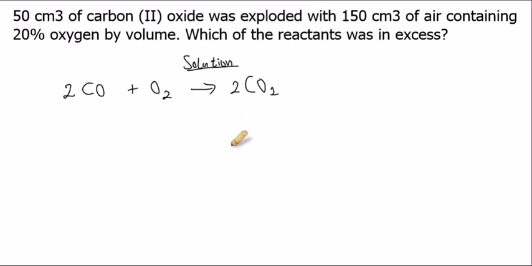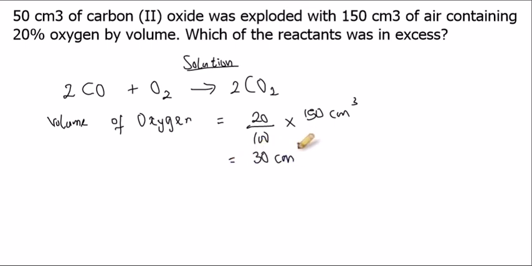And to know the reactants in excess, we need to find the limiting reactant, that is the reactant that will be used up in the reaction. How do we get that? We are given the volume of carbon(II) oxide that reacted, but we do not know the exact amount of oxygen that took part in the reaction. And it was stated that 150 cm3 of air containing 20% of oxygen by volume was used. So let's calculate the amount of oxygen that was used in the reaction. For 20% oxygen by volume, we can say the volume of oxygen equals 20% of 150 cm3. In calculating this, we have 30 in the unit cm3.